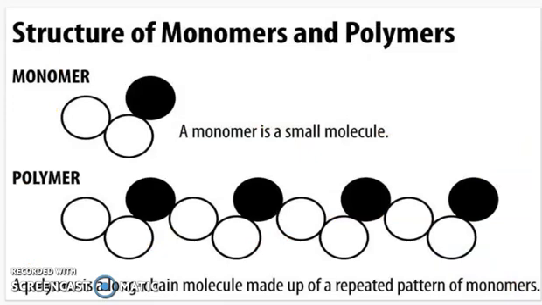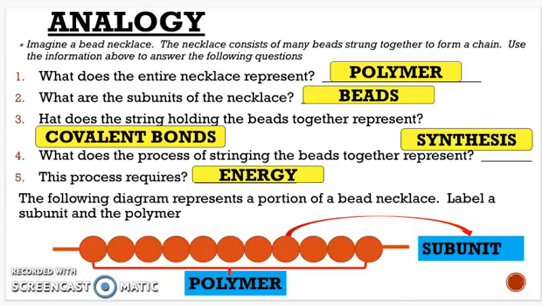So a monomer is going to be one small molecule, so a single molecule. A polymer will be a long chain that is made up of repeating patterns of monomers.